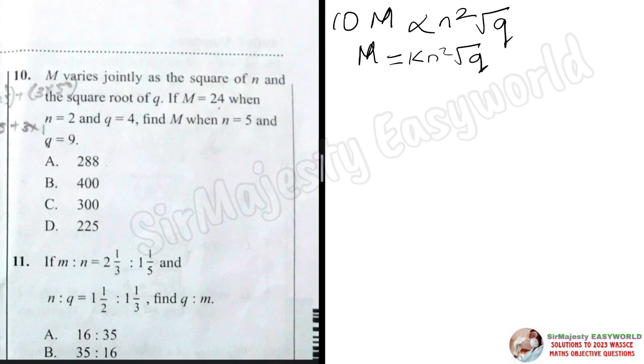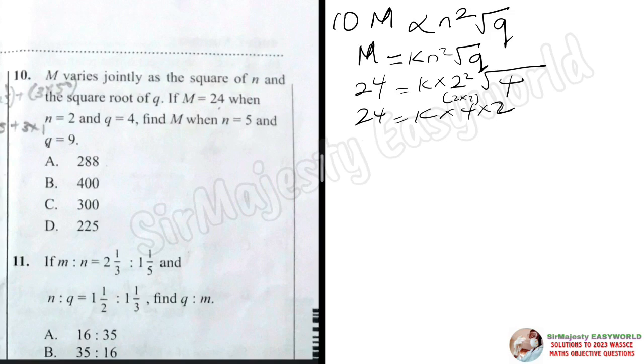So I need to put in all the values that were given in the first part of the question to find our k for the equation. So this will be 24 is equal to k times our n, which is 2, square root of q, which is 4. So that's 24 is equal to k times 4 times 2. Square root of 4 is 2, and 2 squared is 2 times 2, that's 4. So that will be 24 is equal to 8k. 4 times 2 is our 8.